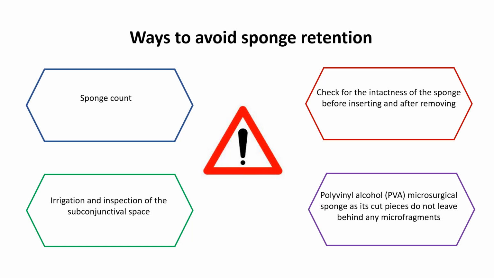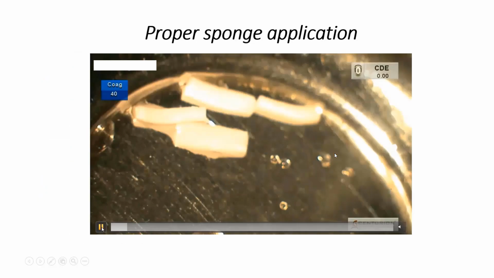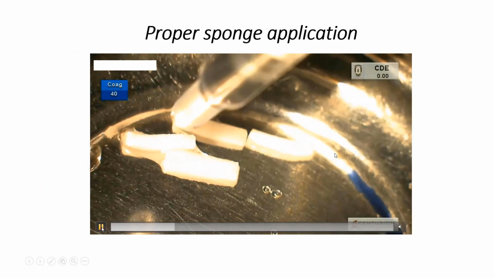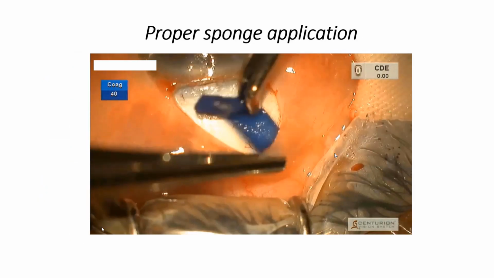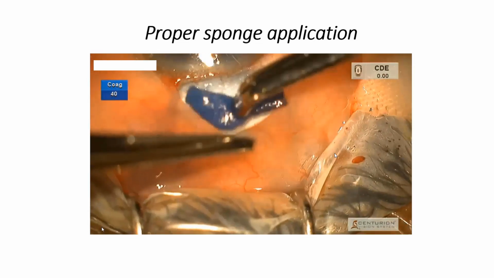Literature describes various methods to avoid sponge retention, like counting the sponges, thorough irrigation, and inspection of the subconjunctival space. Also, check for the intactness of the sponge before inserting and after removing. Polyvinyl alcohol microsurgical sponge can be used as its cut pieces do not leave behind any microfragments when soaked with antimetabolites. In order to avoid retention or losing sponges, they can be stained with trypan blue before insertion.